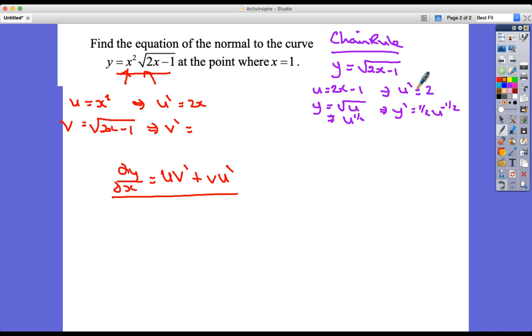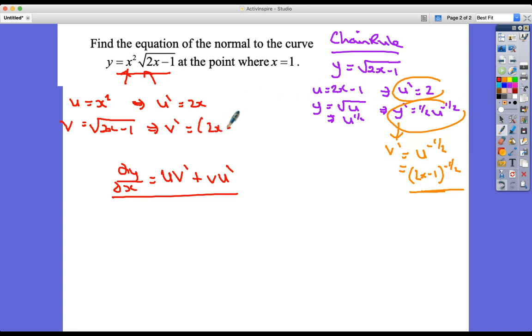So if I do y dash, I get half u to the minus a half. So these two things will be multiplied together by the chain rule to give me v dash, which is 2 times a half, that's quite nice. It's just u to the power minus a half. But u is 2x minus 1. So it's 2x minus 1 to the power negative a half. So let's put this up here now in red: 2x minus 1 to the power of negative half. Okay, so these can now go into the product rule.